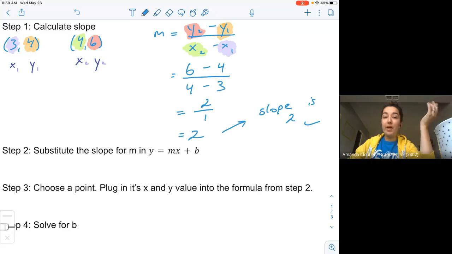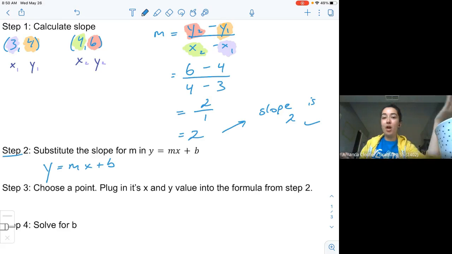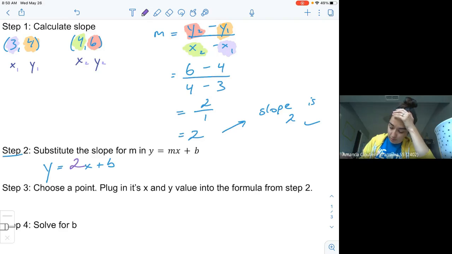Step number 2, we then need to substitute the slope for m in y equals mx plus b. So I'm going to take my y equals mx plus b, but we just found out that m is 2. So instead of writing m, I'm going to write 2. I'm going to do that in purple. Y is 2x plus b. Okay, there are too many letters here. There are too many unknowns.